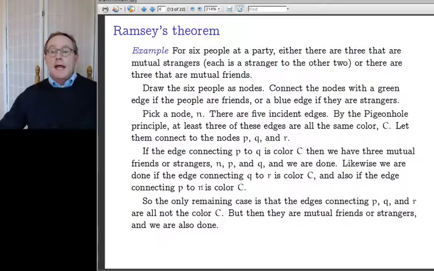Okay, so we can't have that 2 of these are connected by the same color that connects N to each of the 3. All right, so the only remaining case is that the edges connecting P, Q, and R are all the other color. So if C is green, then they're connected by a blue edge. But now the 3 of them are all mutual, so we're done.